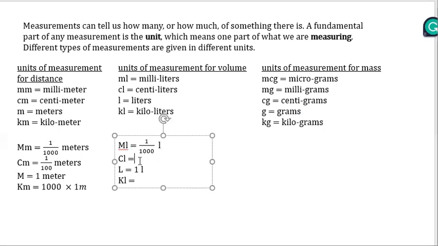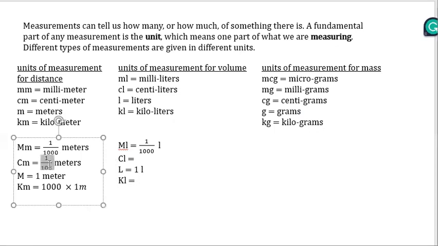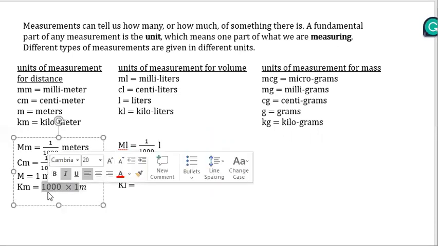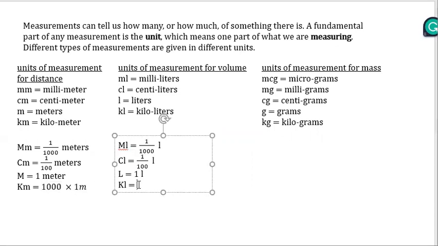What about centi-? 1/100, I think. Correct. So 1/100 what? Liters. Correct. And our last one is kiloliters. What do we do here? 1,000 by 1 liter. Correct. So what do you think we're going to do for the rest of them in mass? So this is volume, right? Let's look at mass.